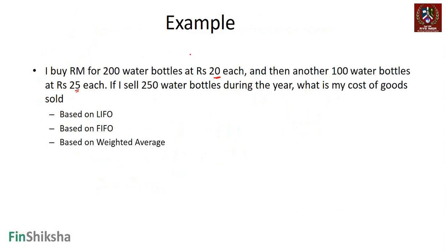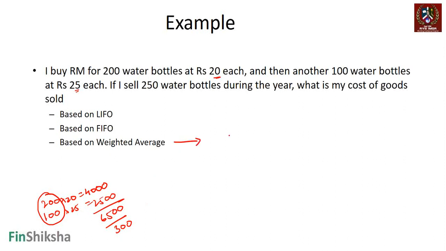So let's look at the cost of water bottles. Raw material is 200 at 20, so that's 4,000, right? And then another 100 at 25, so that's 2,500. So the total is 6,500 and the total number of bottles is 300. If I divide 6,500 by 300, that will give me the weighted average cost if I'm selling 250 bottles, right? So per bottle, that will be around 21.6 rupees. So 250 bottles into 21.6 rupees is what is going to be the value based on weighted average.